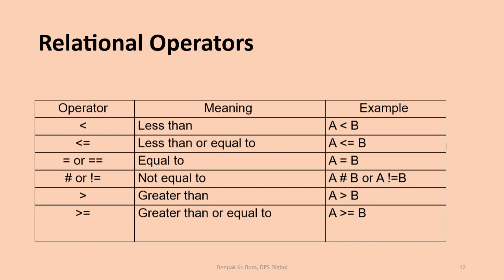Relational operators. Relational operators are also binary operators. They take two numbers as an input, but they produce not a number, but a logical value as an output, that is either true or false. There are different relational operators as shown here. You are most familiar with them, that is less than or equal to, greater than or equal to, and not equal to. We can write them in this way as shown in this table.